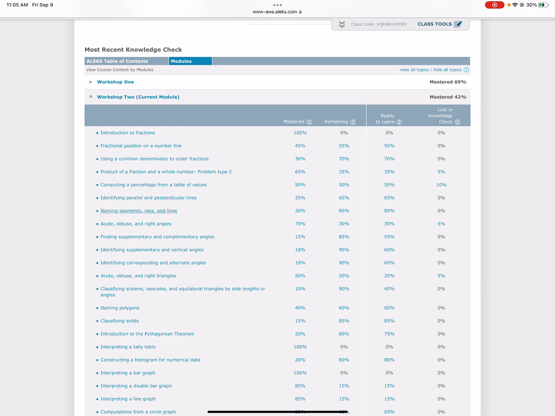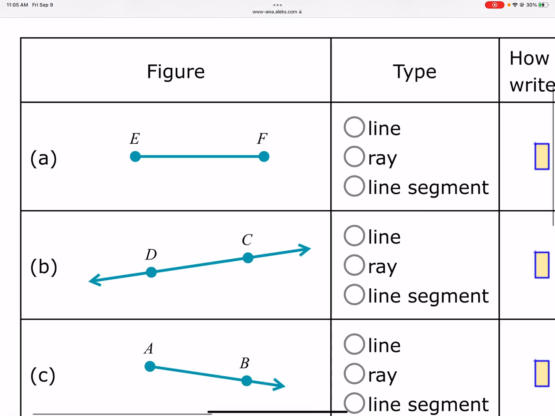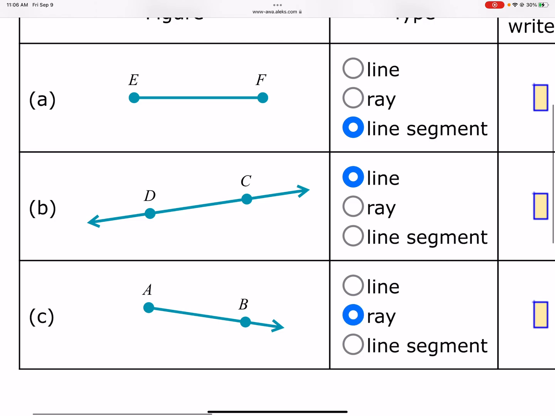Segments, rays, and lines. A segment has a starting point and an ending point. That's a segment. A line does not have a starting or an ending point. It goes forever. You see DC on the line. That's a segment DC on the line, but the line itself never stops anywhere. Finally, a ray has a starting point but no ending point.